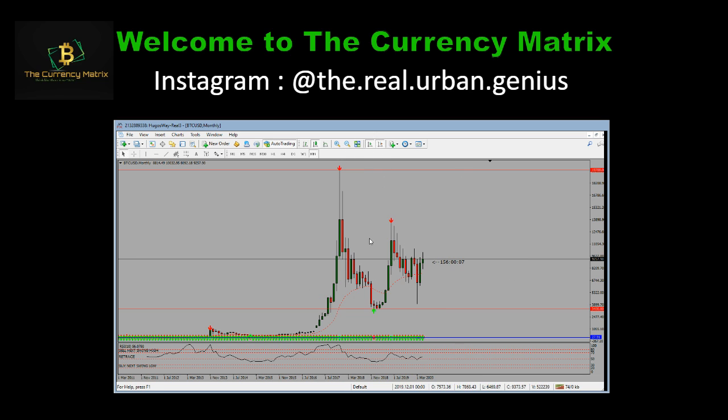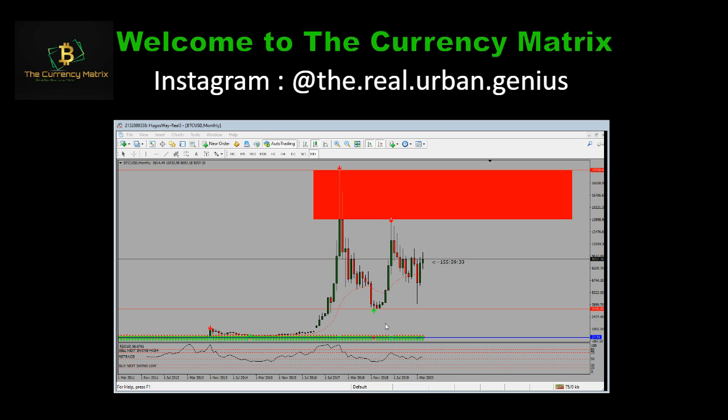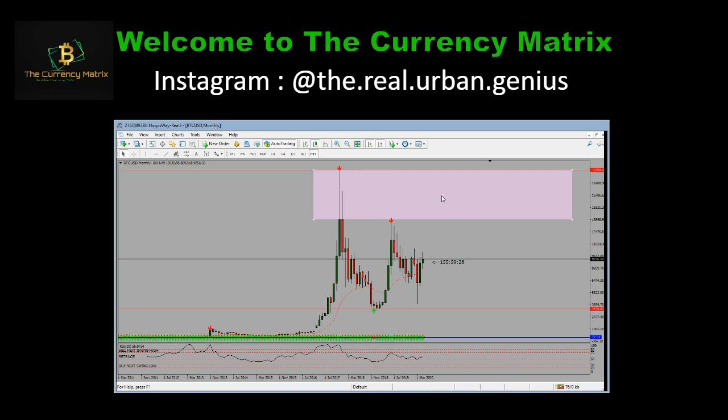Now, the next thing I do is I take my horizontal tool up here. This is my horizontal tool. The next thing I'm going to do is highlight the wick to the body of the candle that formed those peaks. Now that is my zone. Your zone might be a different color. You can change it in here once it pops up. Now I'm going to use a lighter shade, something like that, so we can still see it.